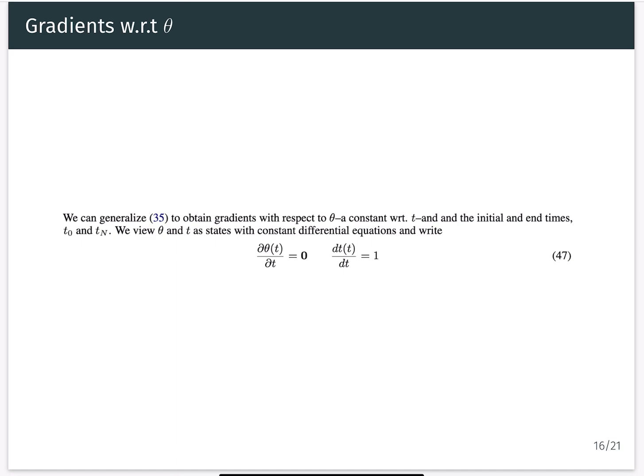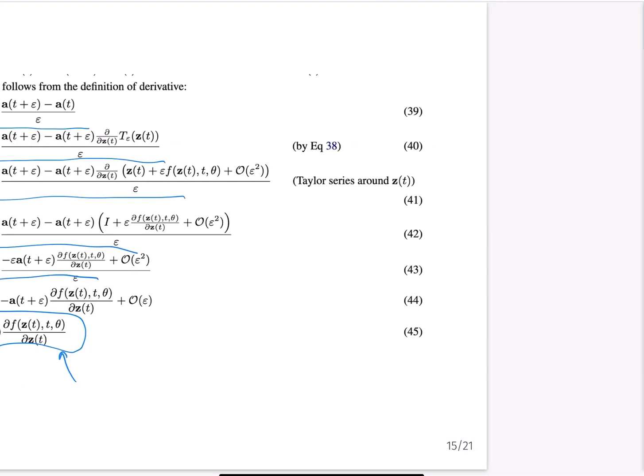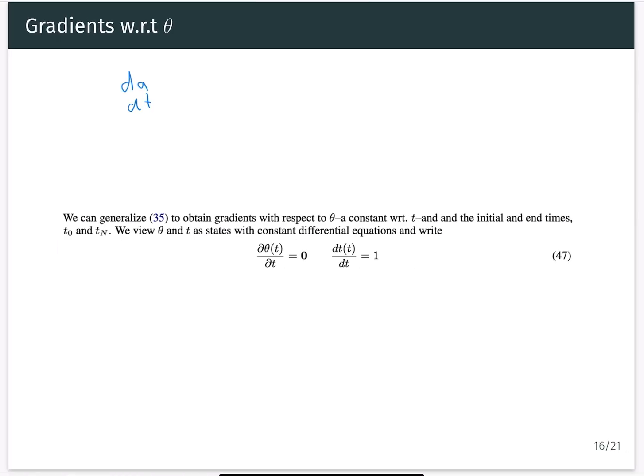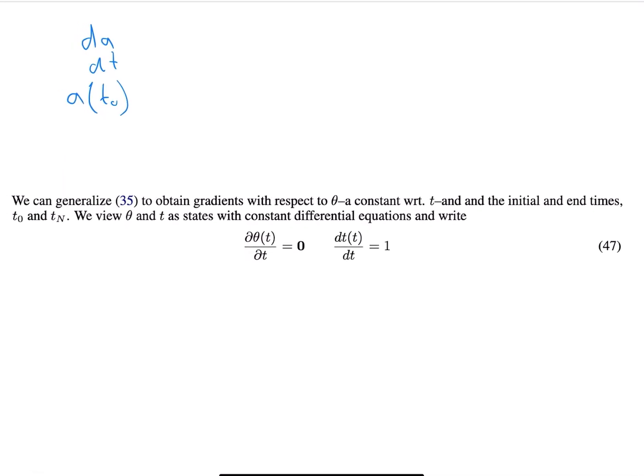So now that we know what our dA/dt is, we would like to know what our d theta/dt is. When we integrate the adjoint back to the time of 0, we would also like to get the loss with respect to the parameters theta. So how do we do this? Well, we can view theta as just another thing that changes with respect to time. It has its own dynamics, and because it doesn't change, we can say that d theta/dt is equal to 0.